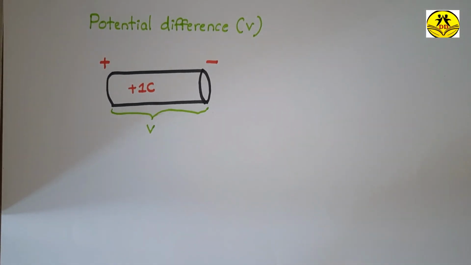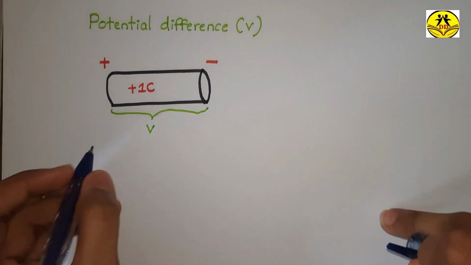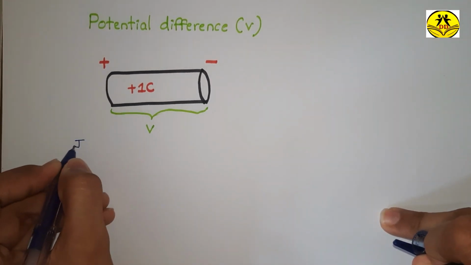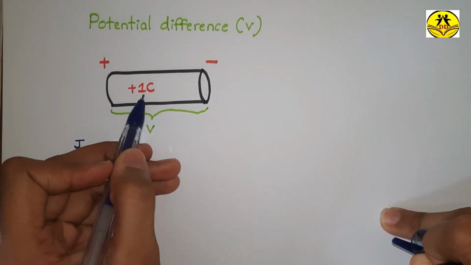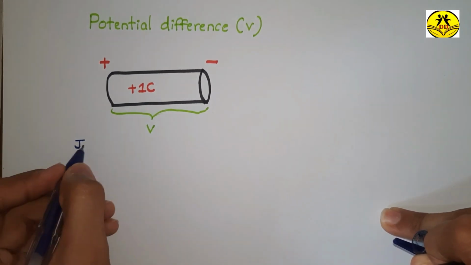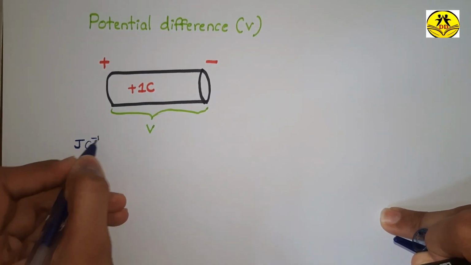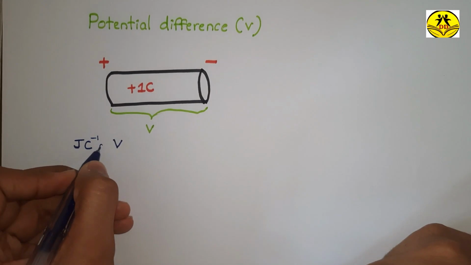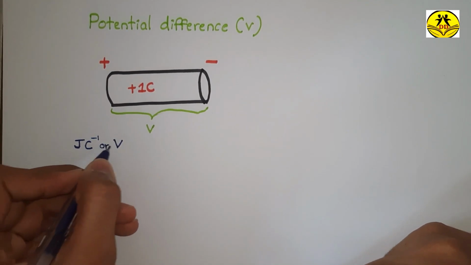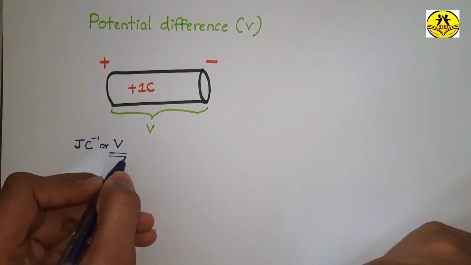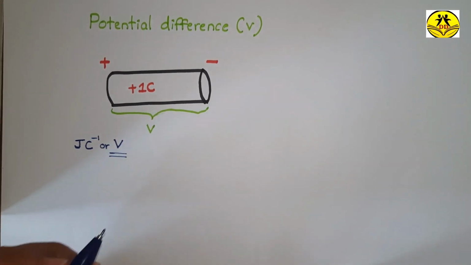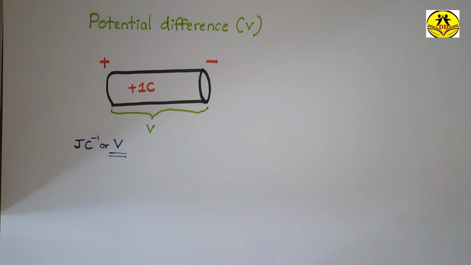So the unit of potential difference is joules per coulomb. This is work done, so it's measured in joules. Work done on a +1 Coulomb charge, so it's joules per coulomb, or you call it volt. So volt is the unit we use. So that's about potential difference.